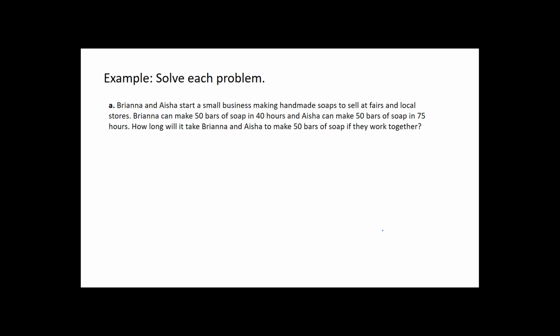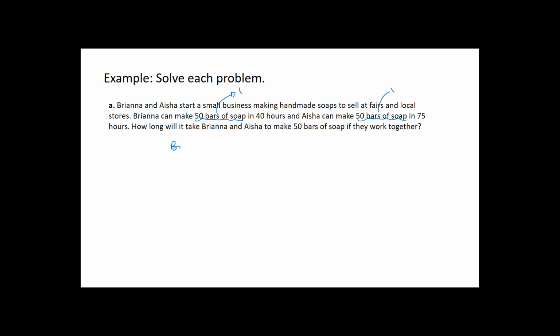The first one is Brianna and Aisha start a small business making handmade soaps to sell at fairs and local stores. Brianna can make 50 bars of soap in 40 hours, and Aisha can make 50 bars of soap in 75 hours. How long will it take Brianna and Aisha to make 50 bars of soap if they work together? So making 50 bars of soap, that is our job. So we're going to think of that as our 1, right? That's our job that we're doing, the work that's to be done.